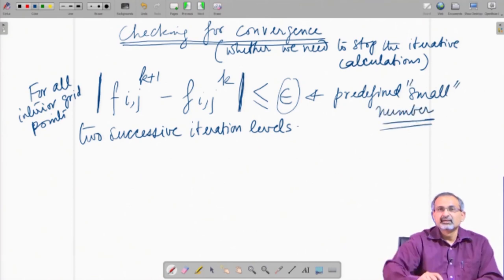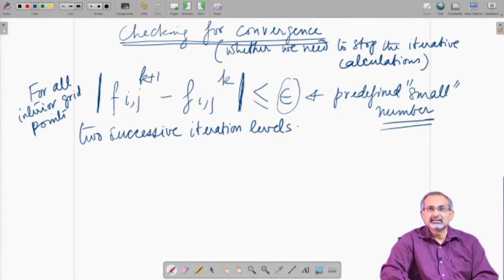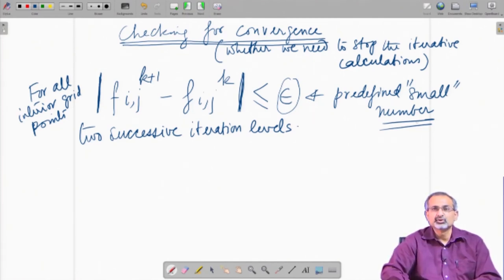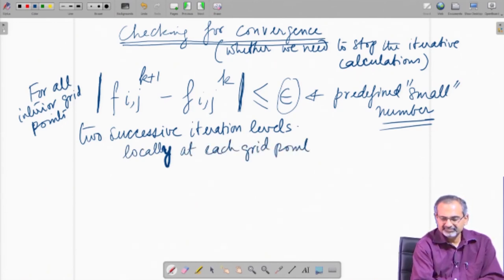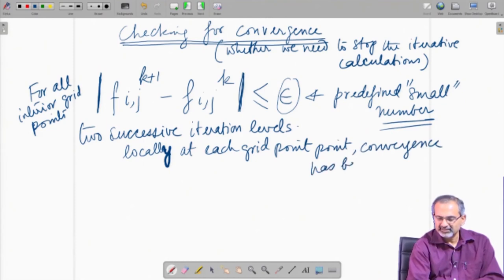Now, this small number is rather difficult to state in general for all kinds of problems. So, we have to be careful in choosing this small number, so that it is neither too small or again not trivially large, so that we have the iterations terminating without too strong a restrictive condition for convergence or too weak a convergence criteria. And this essentially ensures that locally at each grid point, convergence has been achieved.